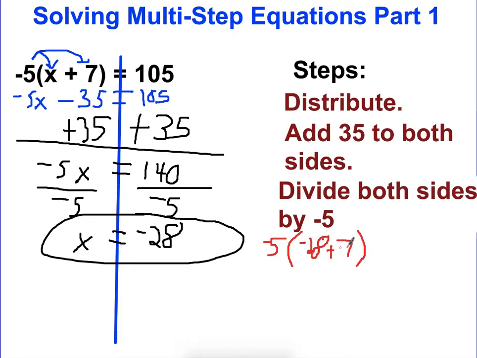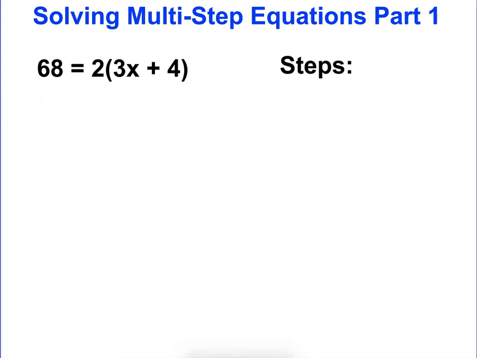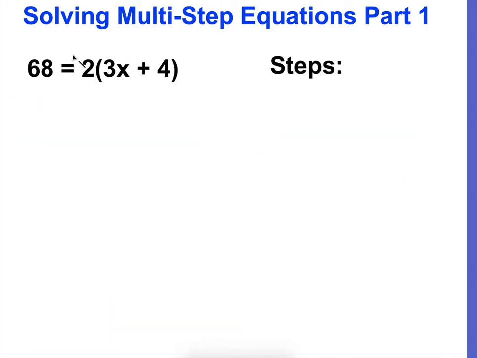Okay. Inside the parentheses, negative 28 plus 7 is negative 21. Using order of operations, I know I can do inside the parentheses first. And then if I multiply negative 5 times negative 21, I do get 105, which makes both sides of the equation true. So 105 equals 105. Let's look at one more example. I'll draw my line down the equal sign. Always, always, always do that first.